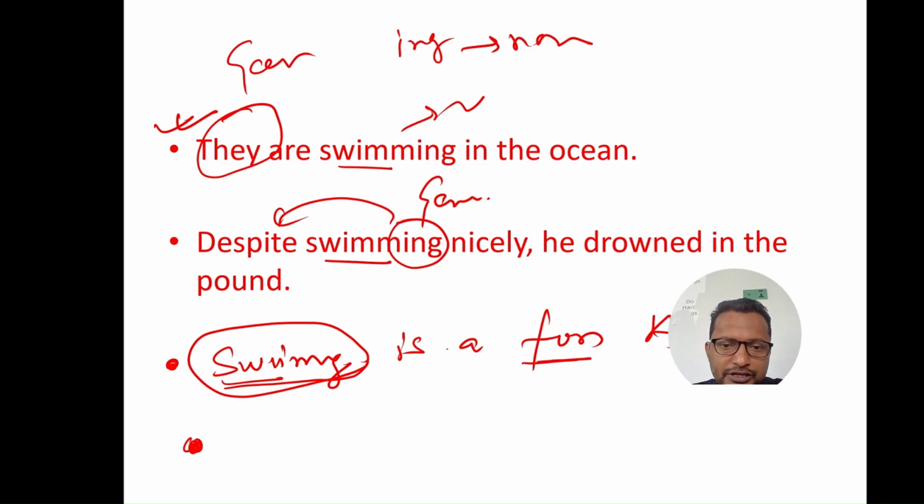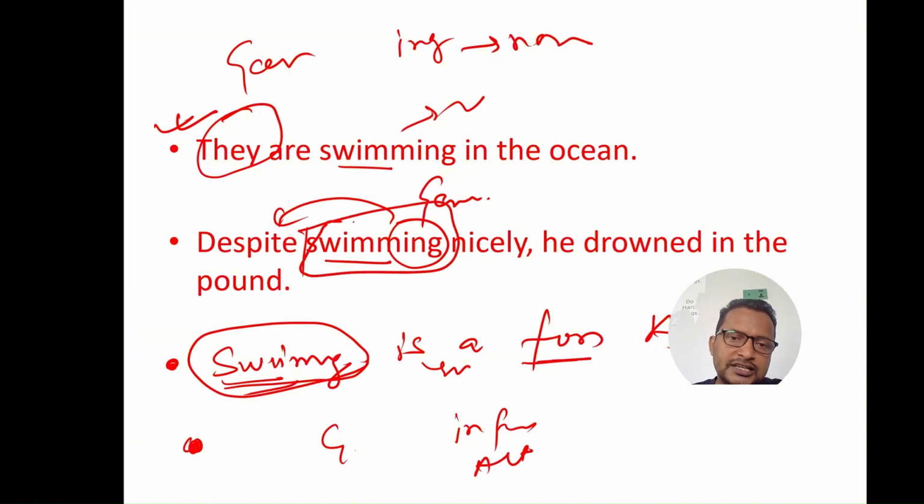So swimming is a fun activity, and is is the verb here. So swimming is acting as a noun. Gerund is nothing but the ing form of verb acting as a noun. Here also this is a gerund. So this is not a verb, this is a gerund. This is acting as a noun. So the key takeaway here is that a gerund is nothing but the ing form of verb acting as a noun.